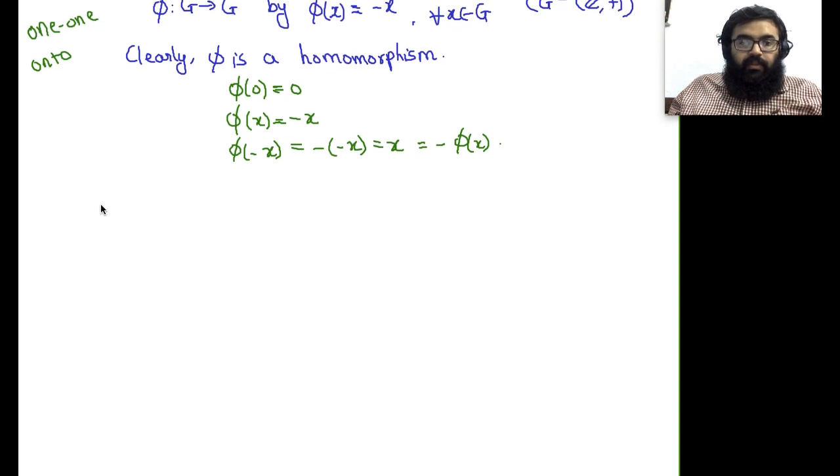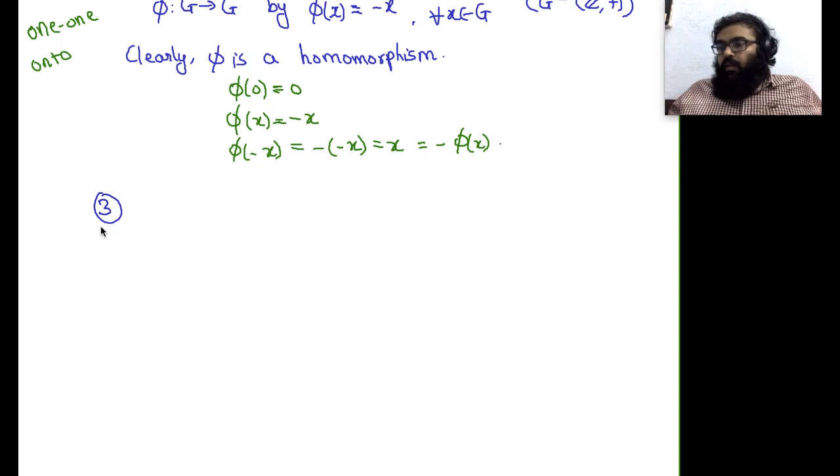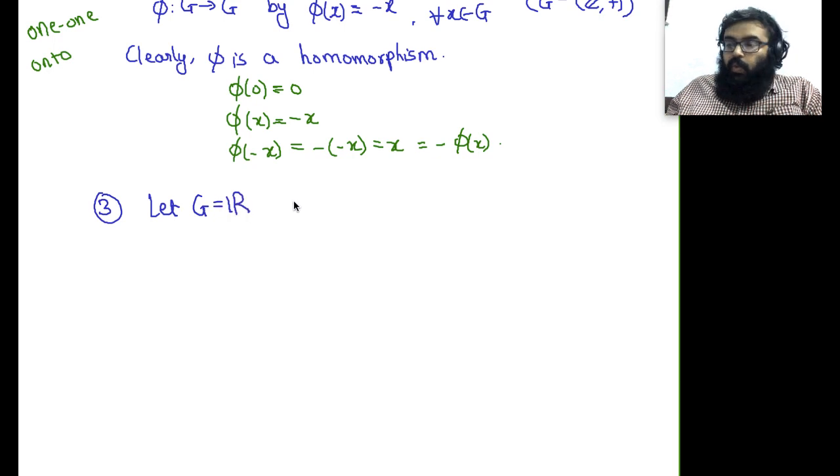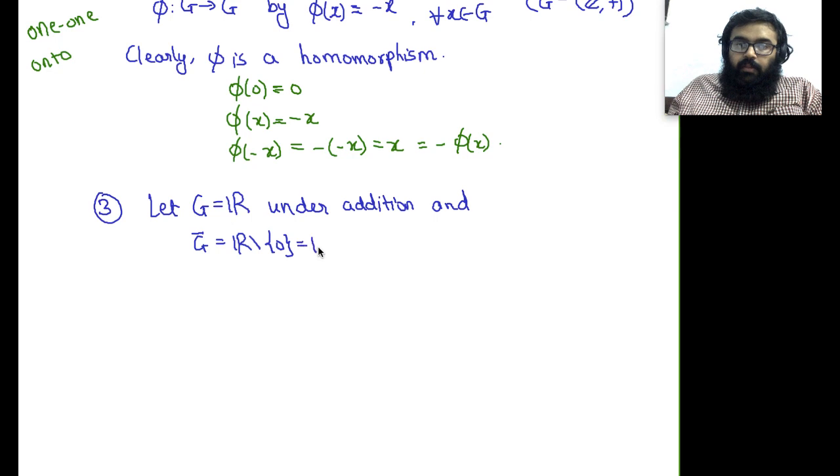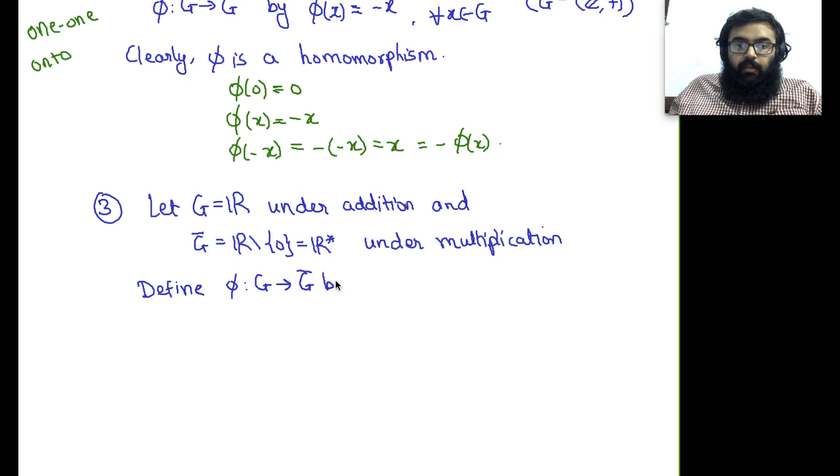And the next example we consider is groups with different operations. This was the example which we had considered in the Google Meet. Let G be R under addition, and G bar we had taken R star, the non-zero reals, and the operation here, we know, is multiplication, right? And define phi from G to G bar by phi of x equals 2 raised to x.